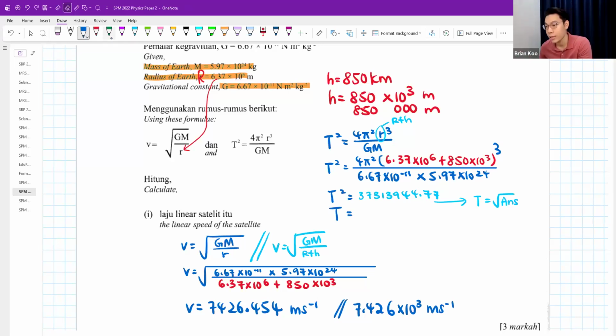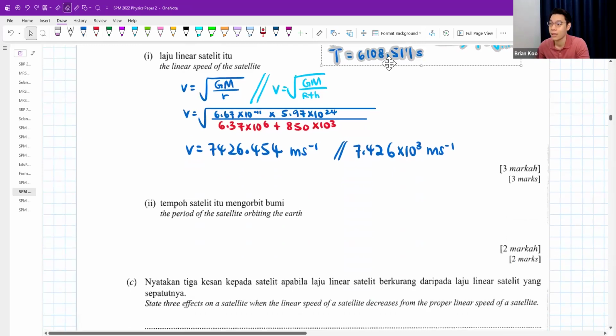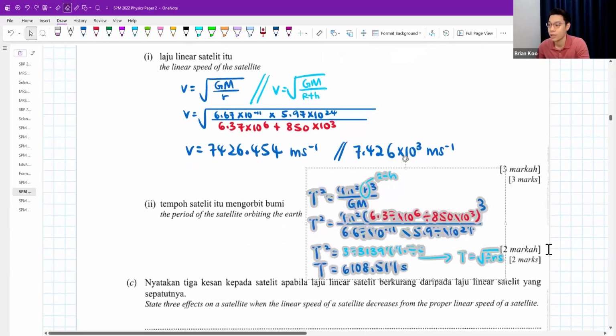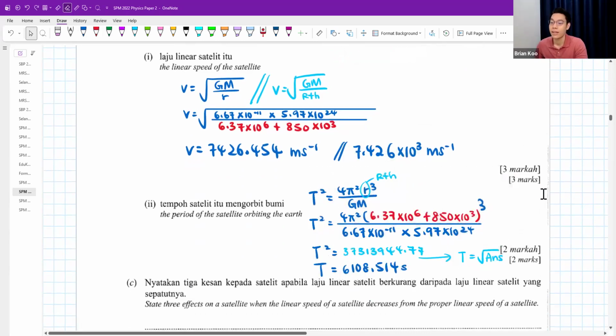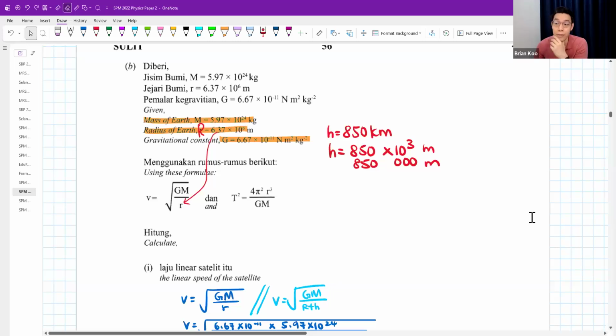Square root answer, I get 6108.514. And the answer will be in seconds because I've been dealing with SI units. Okay, can? Done. There you go. This is for the period. Okay. Then part C, formula already given. And if they don't give it in the question, they will normally give it in the formula sheet. So you don't need to worry.